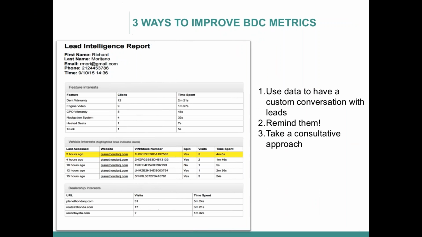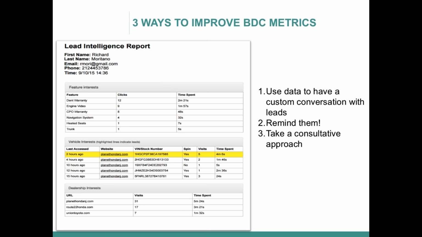So beyond website metrics, in that VDP dashboard, we also talked about some BDC metrics. So how do I improve my BDC metrics? Here are three quick ways. The first thing that we suggest is using data to have a custom conversation with leads.